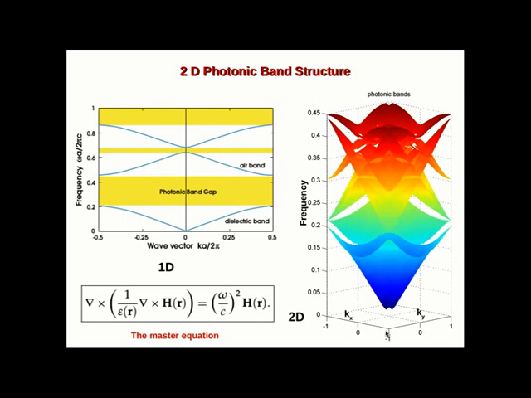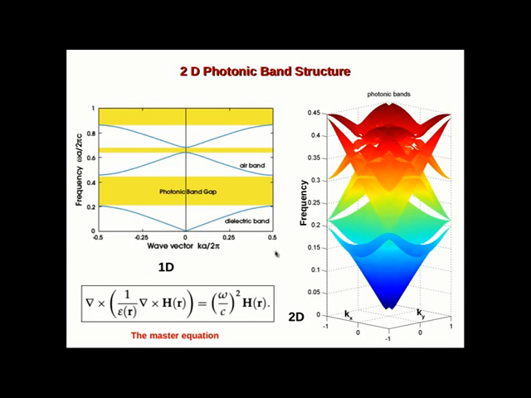Looking at the band structure, we see that these two are the band structures of 1D and 2D photonic crystals. These band structures are obtained by solving this master equation. This is an eigenvalue equation. If it is solved for different values of the wave vector k, it generates these curves of eigenfrequencies at different wave vectors.